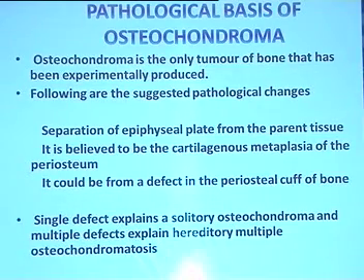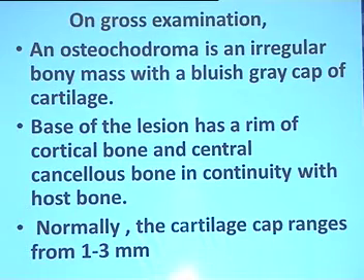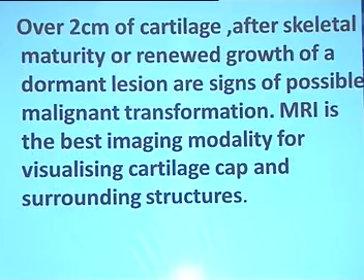hereditary multiple osteochondromatosis. Coming on to the gross examination, an osteochondroma is an irregular bony mass with a bluish grey cap of cartilage, as we all know. The base of the lesion has a rim of cortical bone and central cancellous bone in continuity with the parent bone. Normally, the cartilage cap ranges from 1 to 3 mm in thickness. Over 2 cm of cartilage after skeletal maturity, or renewed growth of a dormant lesion, are signs of possible malignant transformation, which is again a complication of osteochondroma. It can go into malignant transformation.